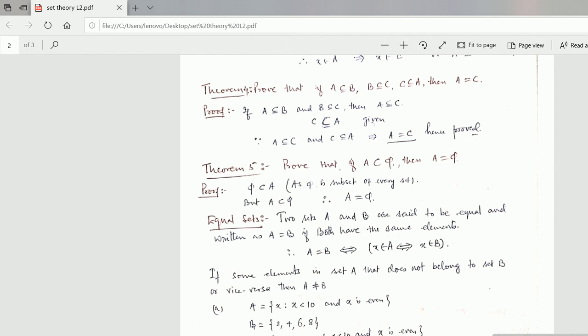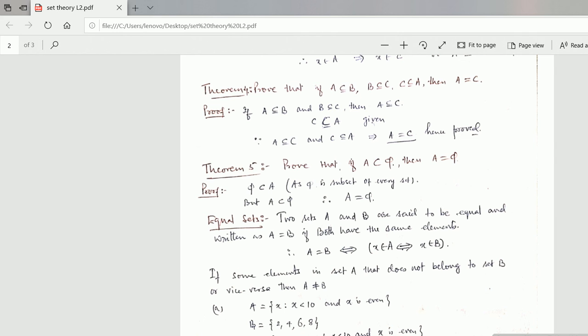Theorem number 5. Prove that if A is a subset of phi, then A is equal to phi. Phi is a subset of A, as phi is a subset of every set. But A is a subset of phi, therefore A is equal to phi.